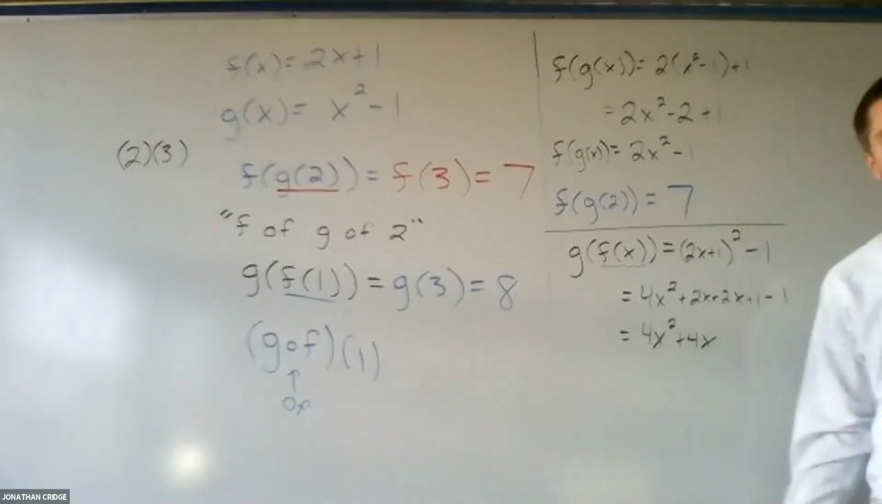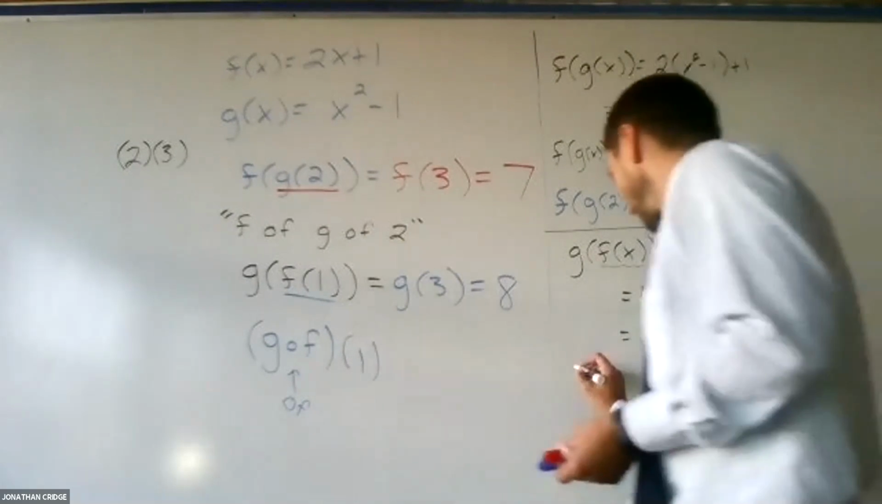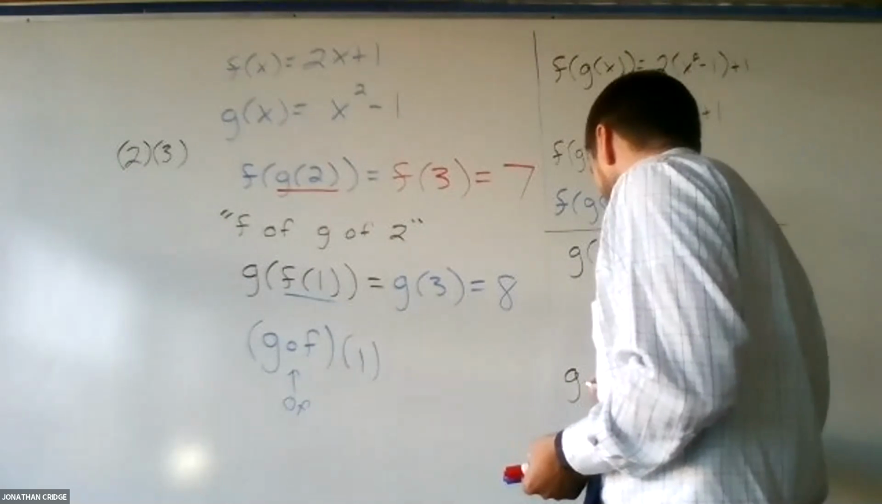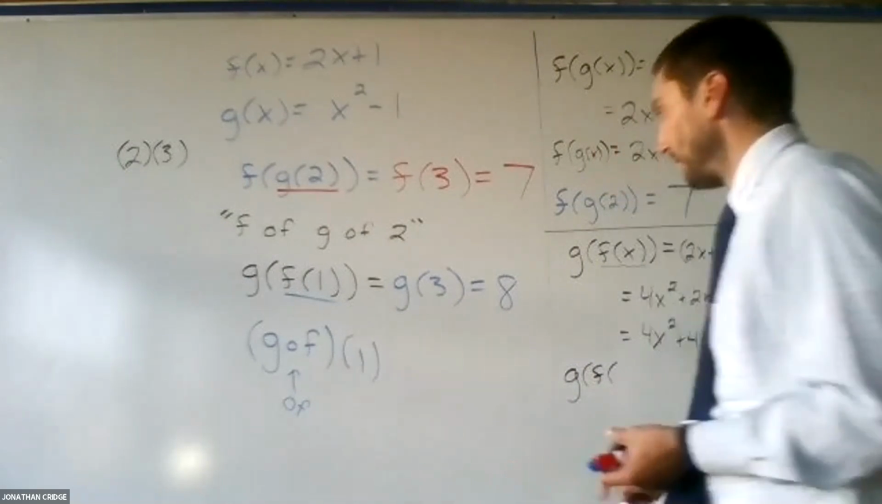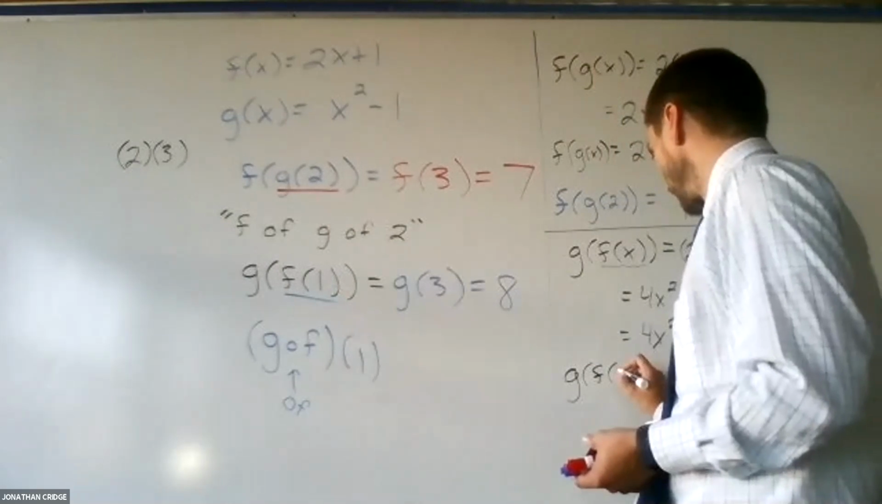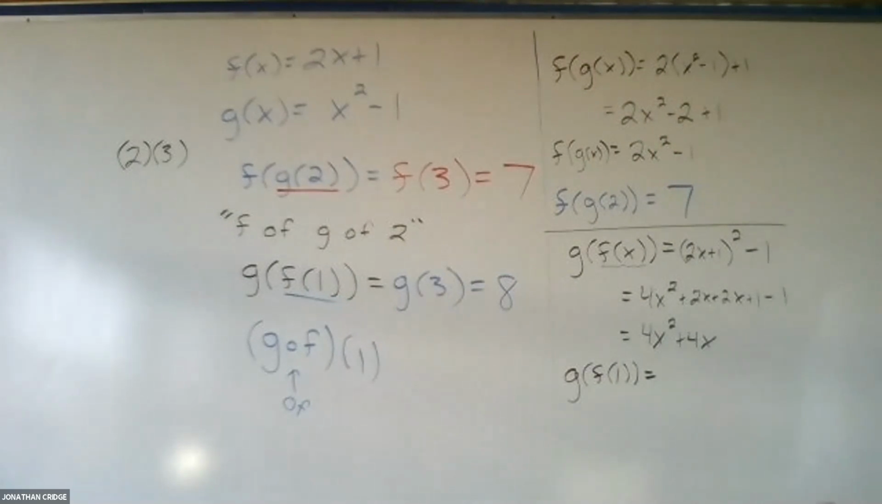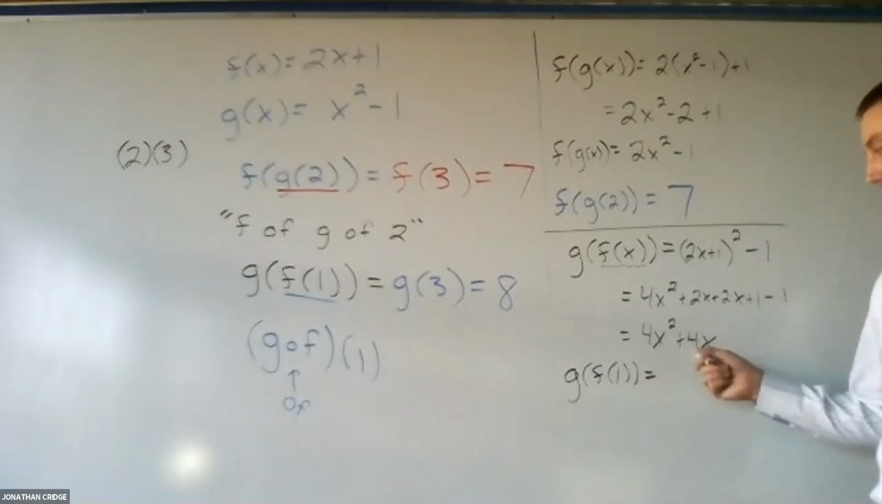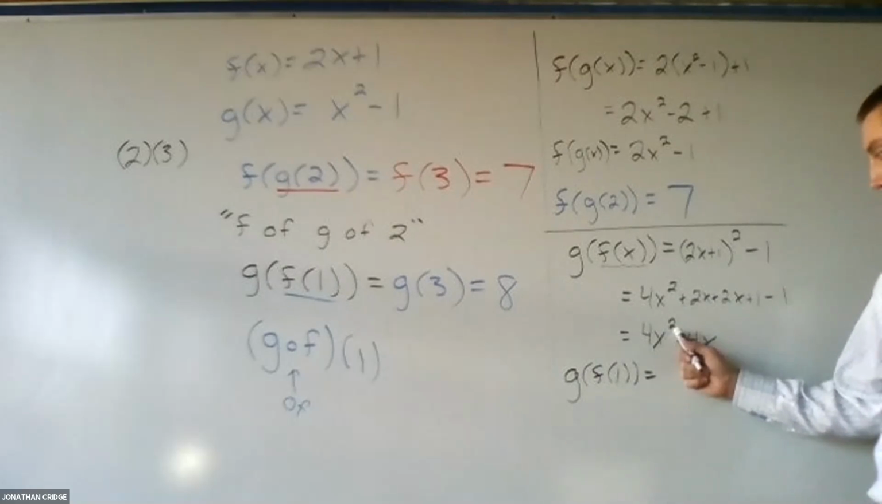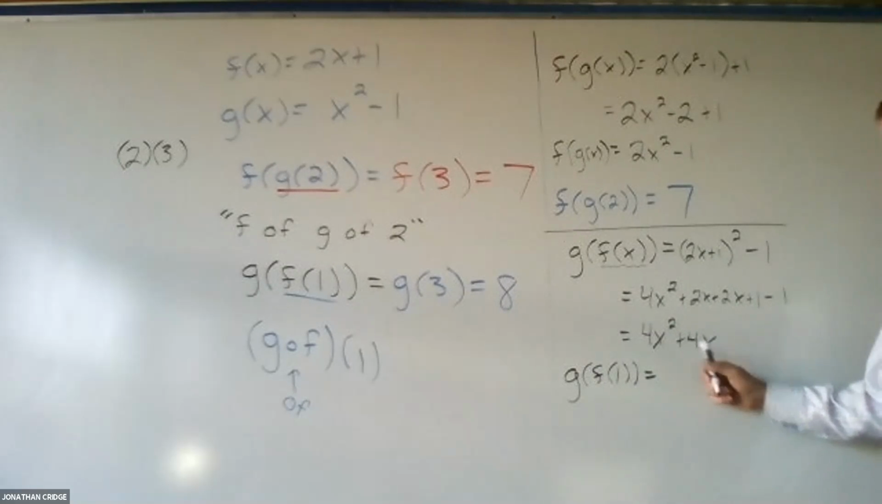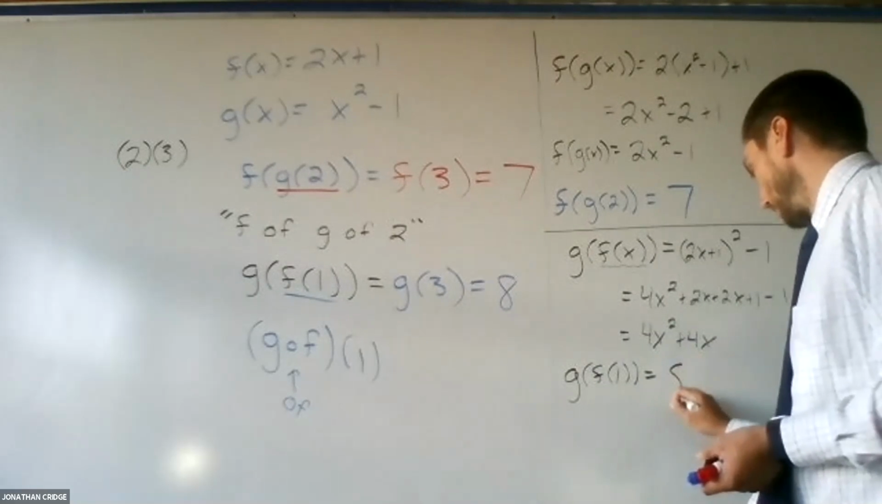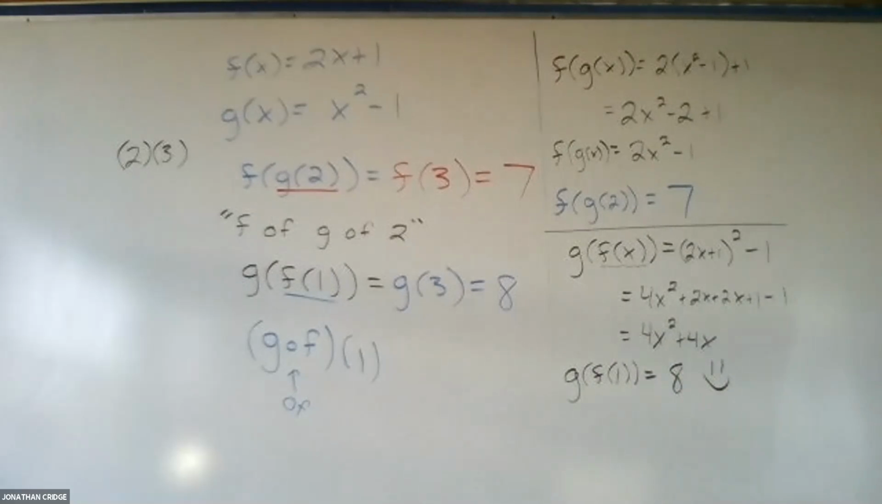All right, now, how do I check to see if I did this right? Well, why don't we just see if we can find g of f of 1. So doing it the long way, we got 8. So if I did this right, I should be able to plug in 1 right here, and I should get 8. So 1 squared is 1, 4 times 1 is 4, 4 times 1 is 4, 4 plus 4, bingo, I got 8. Smiley face.